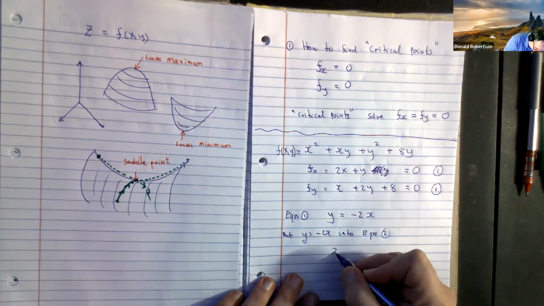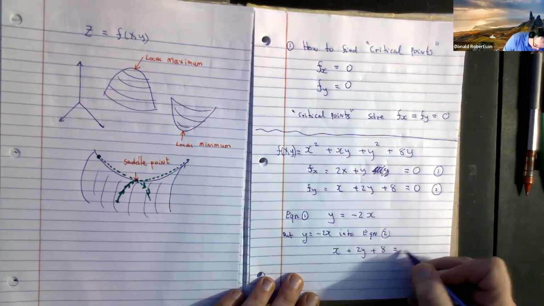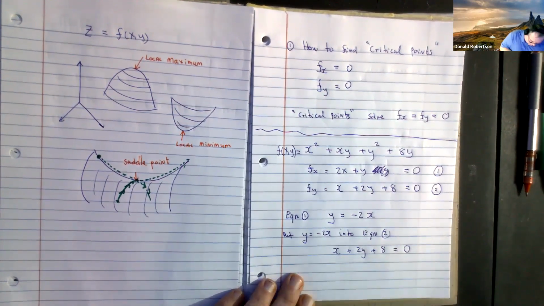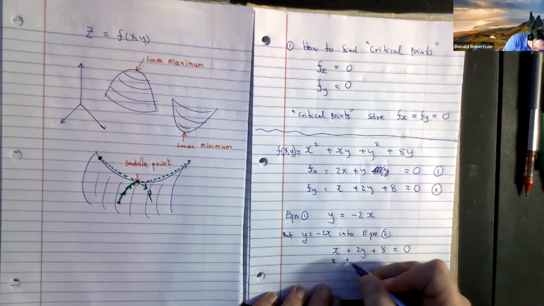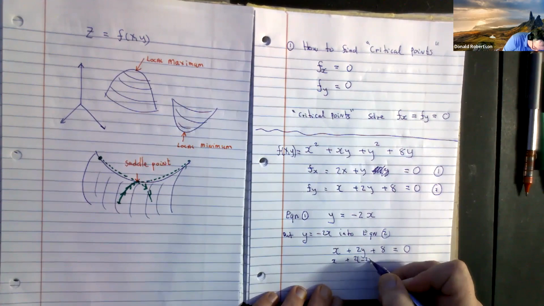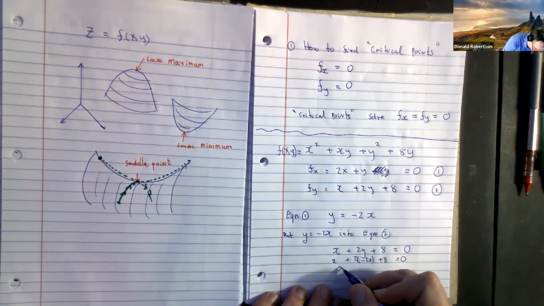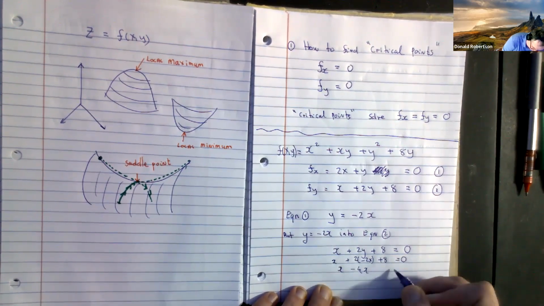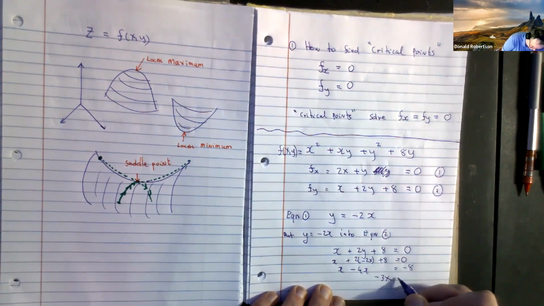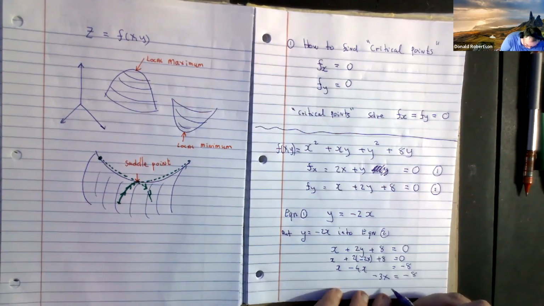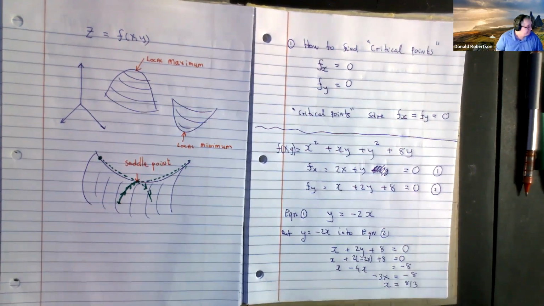And what do I have? I have x plus 2y add 8 equals 0. x plus 2 lots of negative 2x add 8 equals 0. x take away 4x. Might as well subtract 8 while we're at it. Negative 3x equals negative 8. And so I get a value that x is positive 8/3.